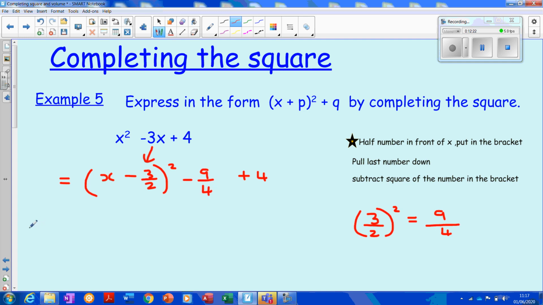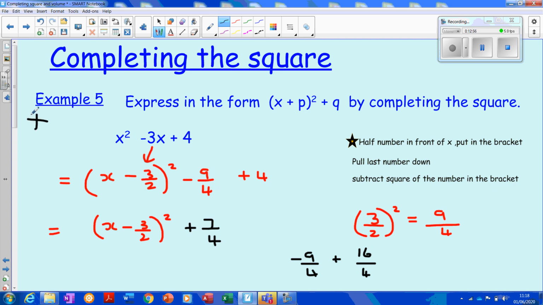Okay, we've still got to simplify it, so we've got x minus 3 over 2 all squared, and I've got minus 9 over 4 plus 4. So we'll do this down at the bottom of the page. I want to change into quarters. So that minus 9 over 4 stays as it is. And 4, if I change that into quarters, if I've multiplied the bottom by 4, I do the same to the top. So 16 divided by 4 is the same as that. Right, so now I've got 16 quarters and I want to take away 9 quarters. How many quarters have I got? I've got plus 7 quarters. Right, now that one there is an extension one. It's harder because you're dealing with fractions, but follow that one and it should be okay.